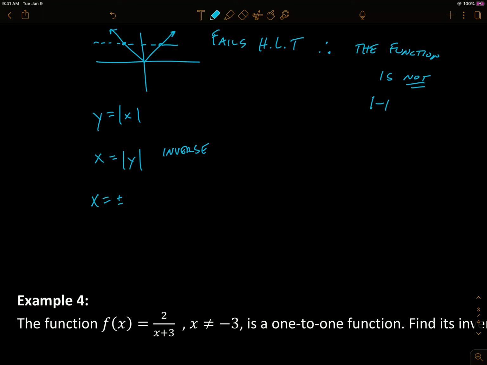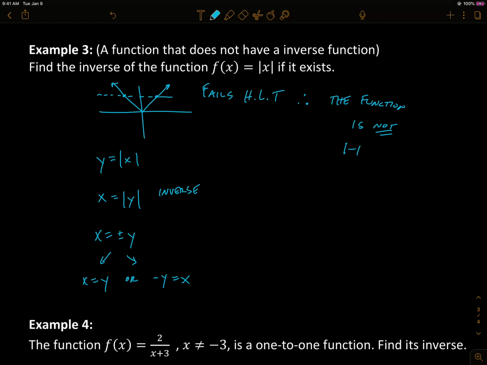I could either have the positive or the negative version of y. So that's going to split into two equations with an or statement. And therefore, I cannot solve for y and only have one equation. That's how you would show algebraically that it's not a one-to-one function.